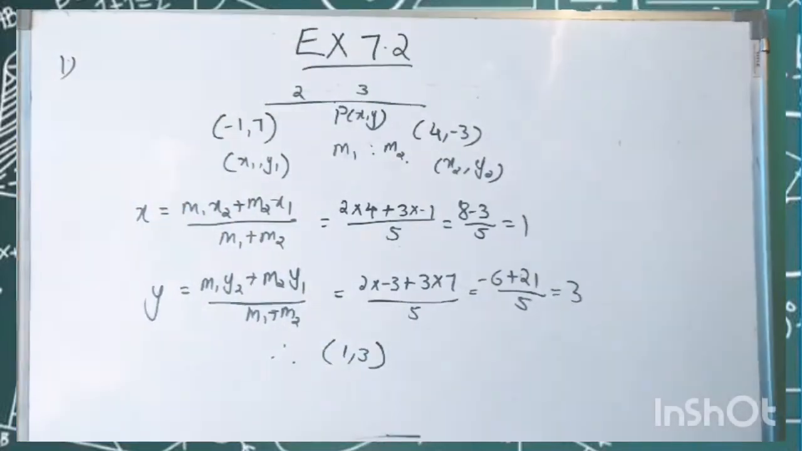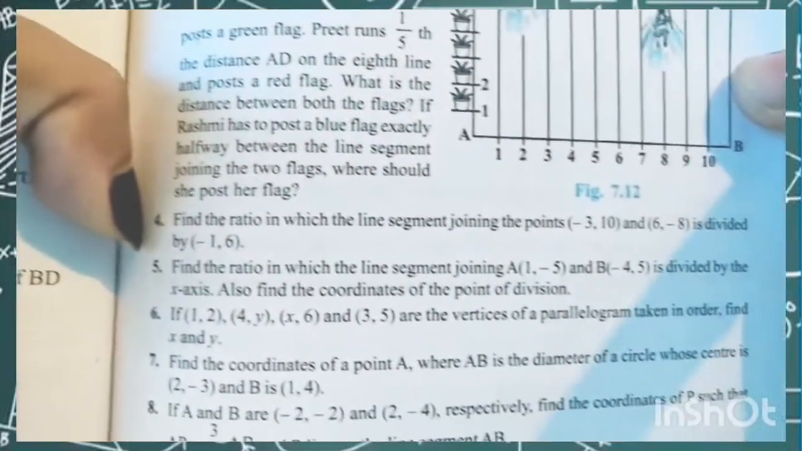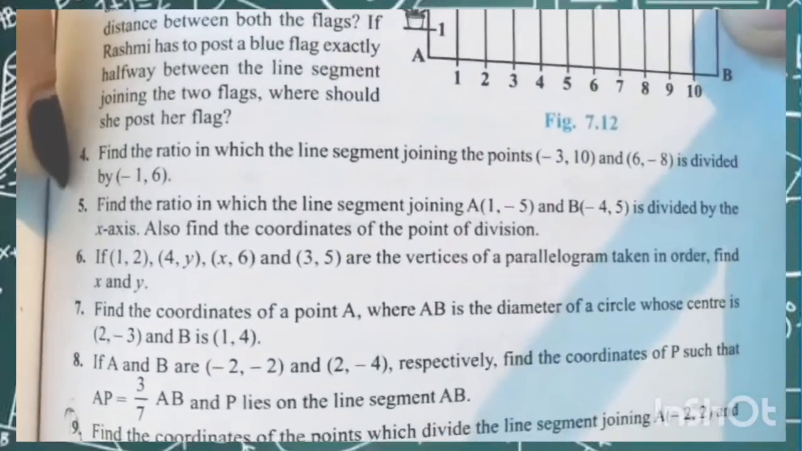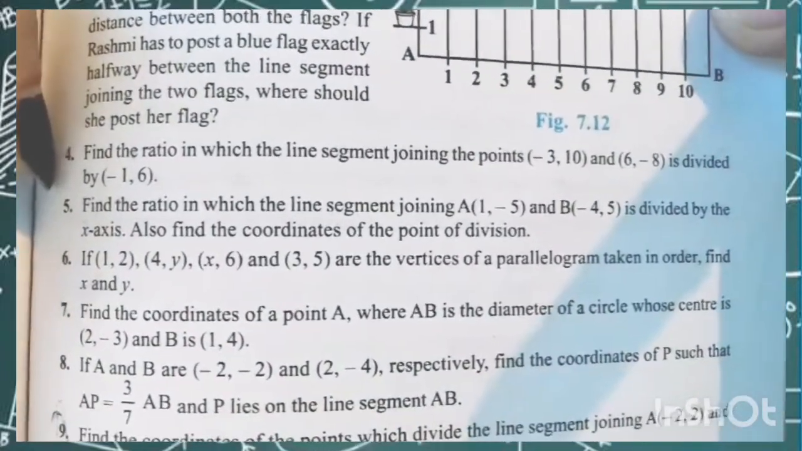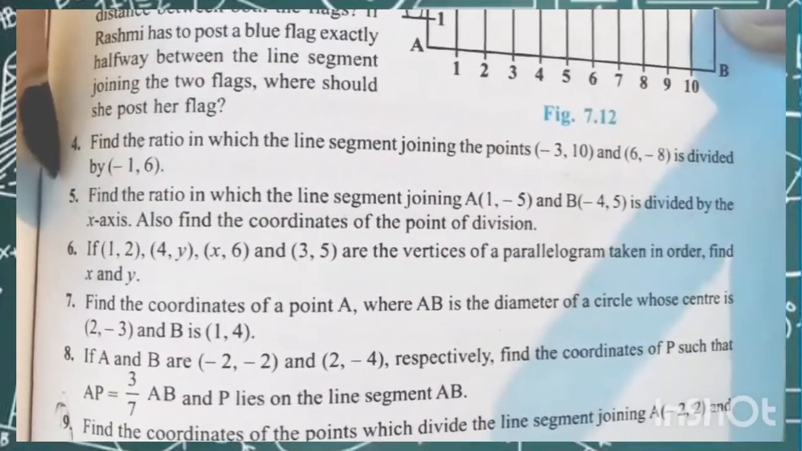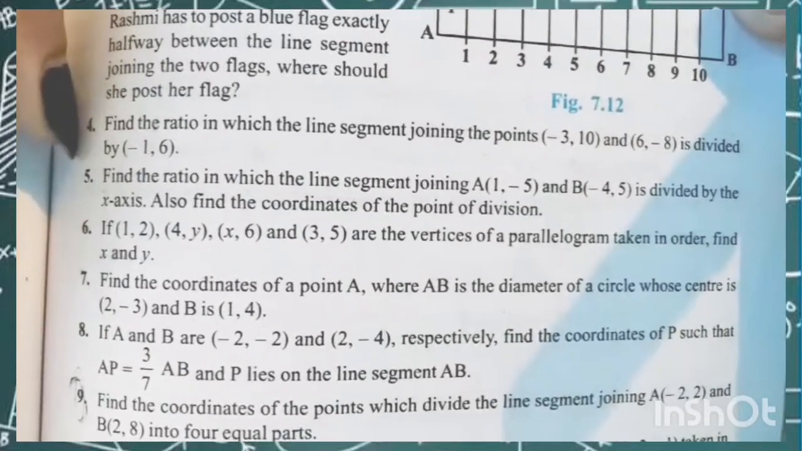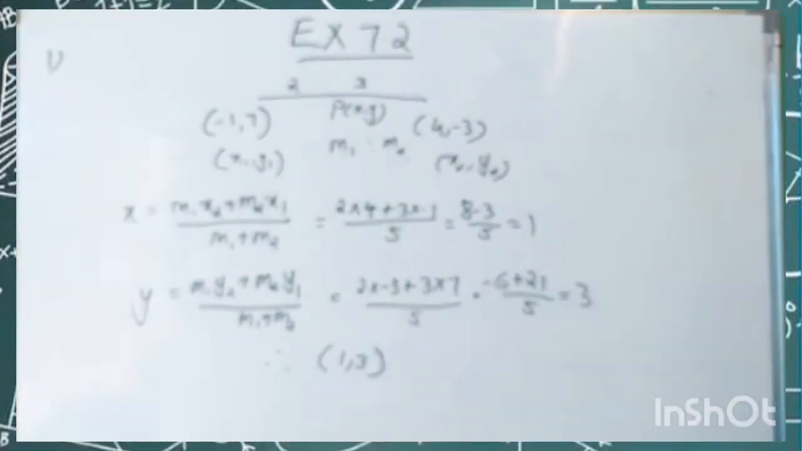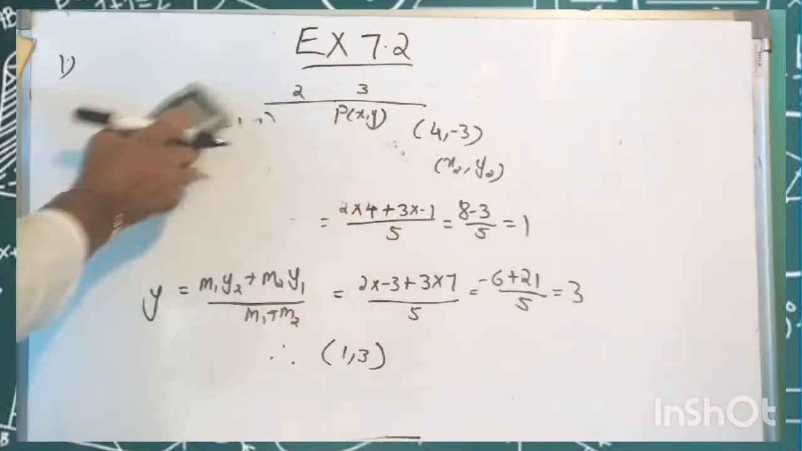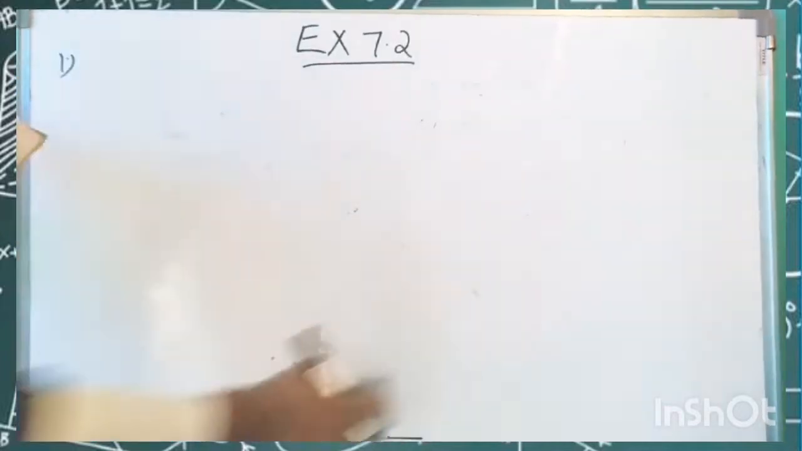Fourth question, find the ratio in which the line segment joining the points ordered pair minus 3 comma 10 and ordered pair 6 comma minus 8 is divided by ordered pair minus 1 comma 6. In this problem we need to find out the ratio in which the point divides our line.